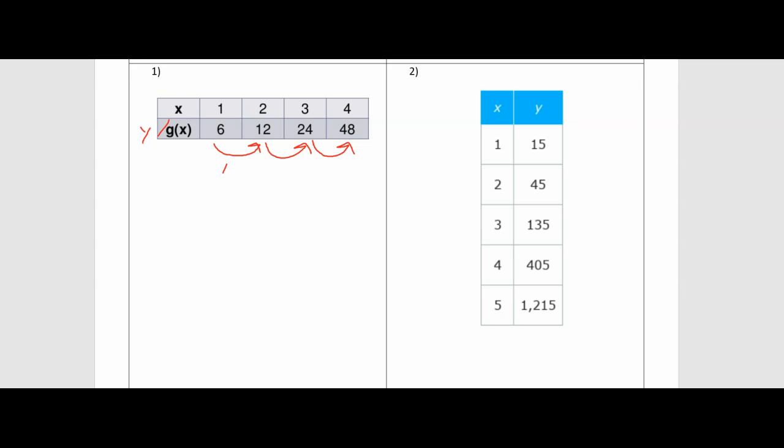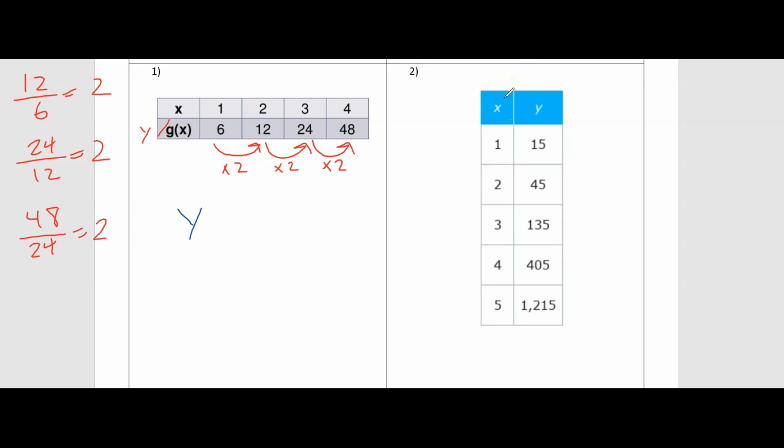This one's pretty clear. I think it's easy to see we're multiplying by 2 each time, so our constant ratio is 2. You could write out the ratios, right? 12 over 6 is equal to 2, 24 over 12 is equal to 2, and 48 over 24 is equal to 2, if you didn't see that right away.